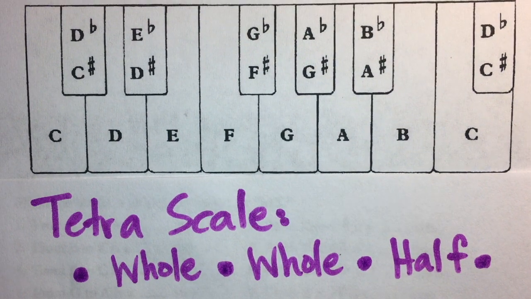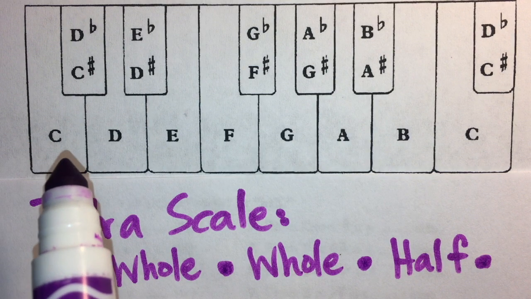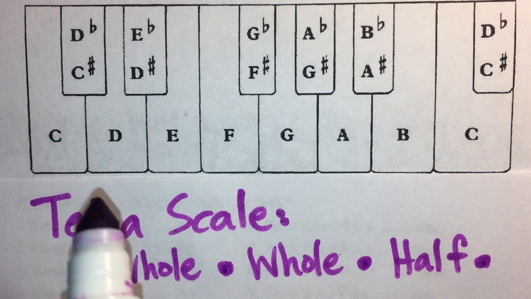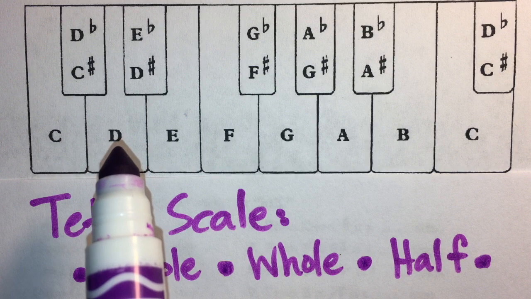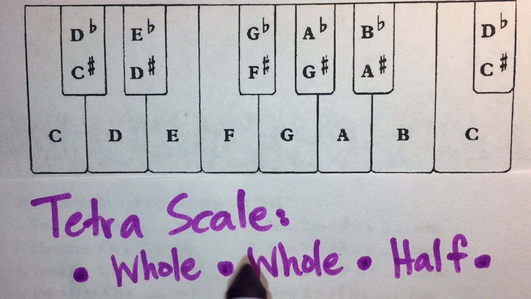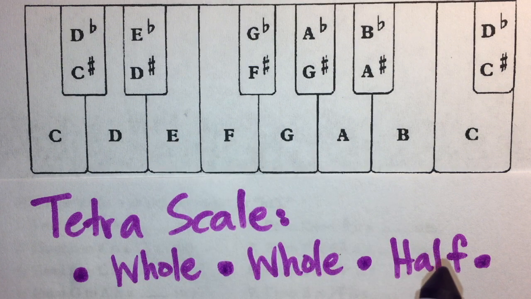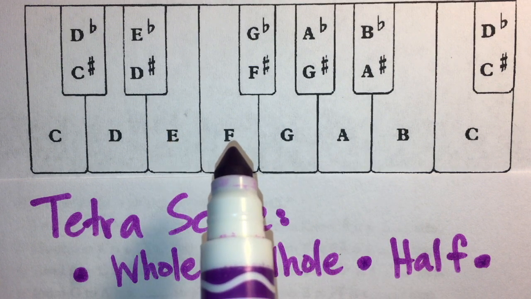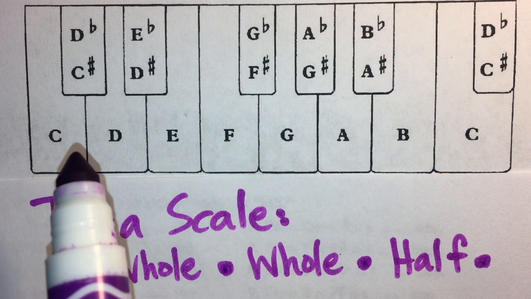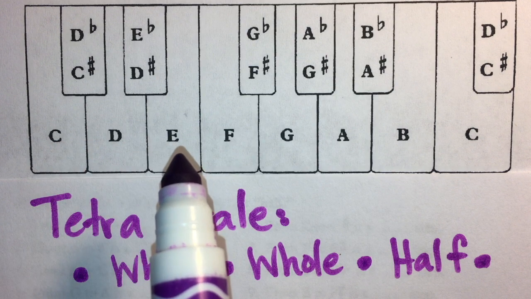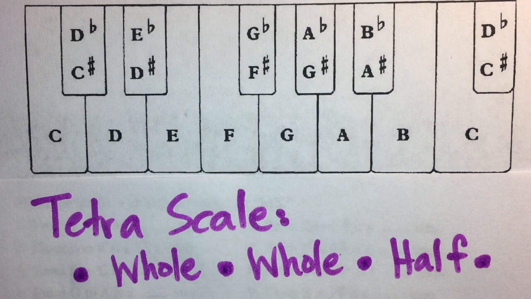If we want a C tetrascale, here's C. We need a whole step first. So from C to D is a whole step. We need another whole step, D to E, and then we need a half step, E to F. So the C tetrascale is going to be C, D, E, F.